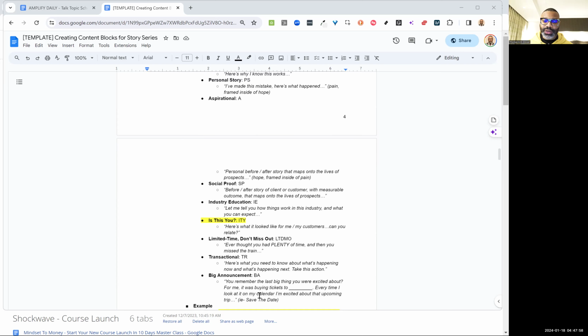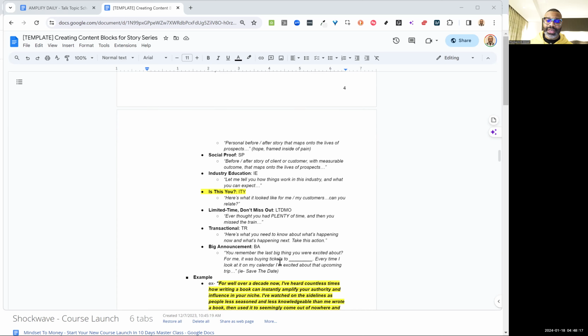Transactional. Here's what you need to know about what's happening now and what's happening next. Take this action. And big announcement is, you remember the last big thing you were excited about? For me, it was buying the tickets to the blank. Every time I look at it on my calendar, I'm excited about that upcoming trip. Okay, so that's like a save the date type of thing.